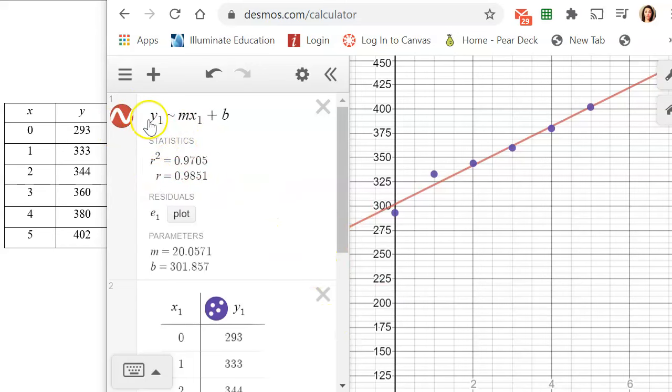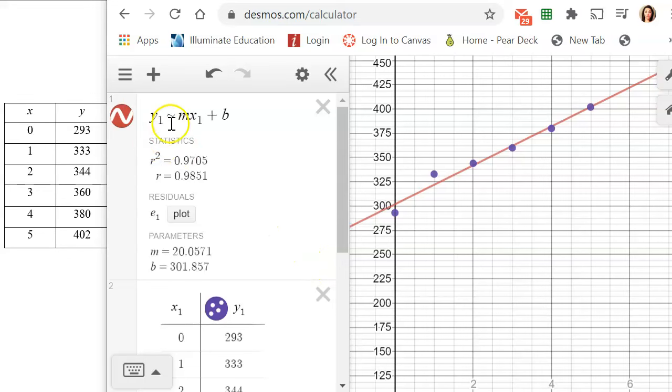So our equation here would be y equals, here's our m right here, 20.0571x plus our y-intercept of 301.857. And so that would be our linear regression: y equals 20.0571x plus 301.857. And that's how you do it.